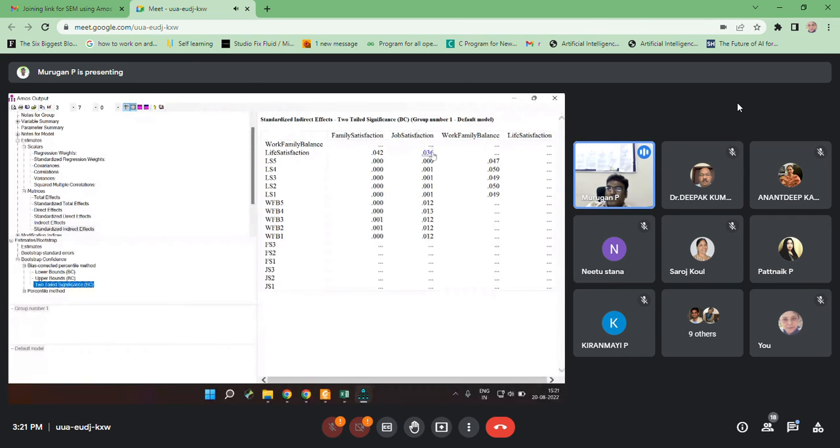Similarly, between job satisfaction and life satisfaction through work family balance, whether that particular indirect effect is significant or not, my p-value says that it is significant because I'm getting a p-value of 0.036. Able to understand? Yes, sir. Make sense? Yes, sir. This is how you can test it.